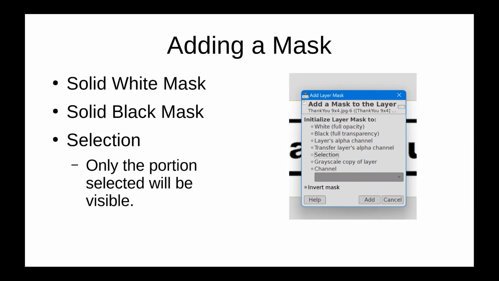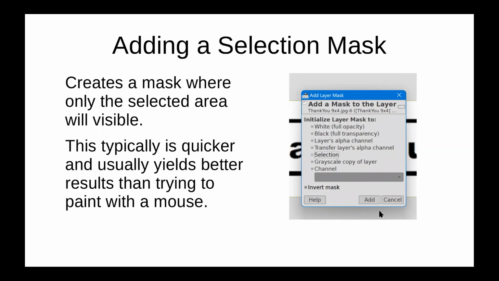When you add a layer mask, you get the choice of making it solid white, solid black, or only the selected area will be visible. When adding a selection mask, you create a mask where only the selected, highlighted area will be visible. This is typically quicker and easier, and usually yields better results than trying to paint with the mouse. Let's give this a try.